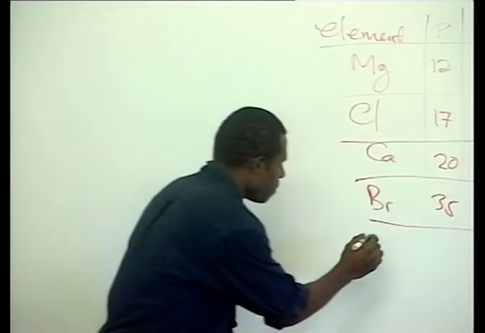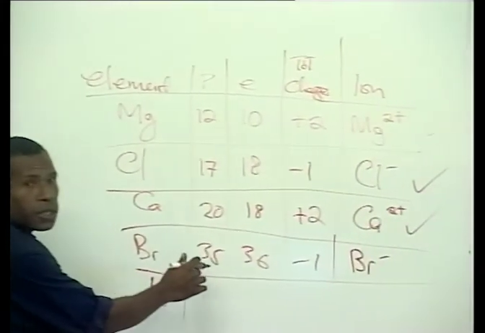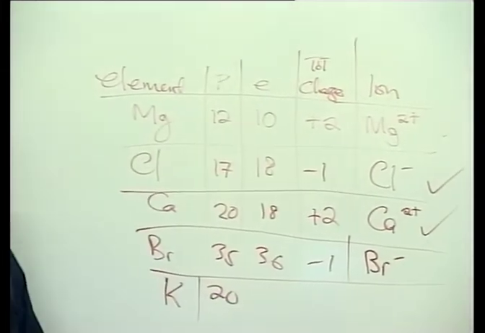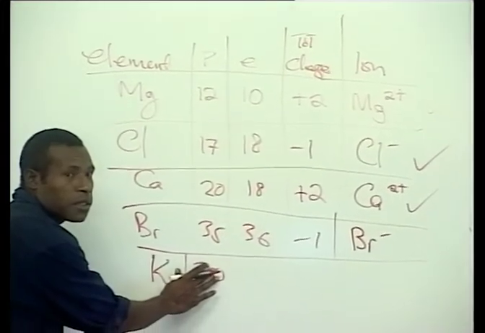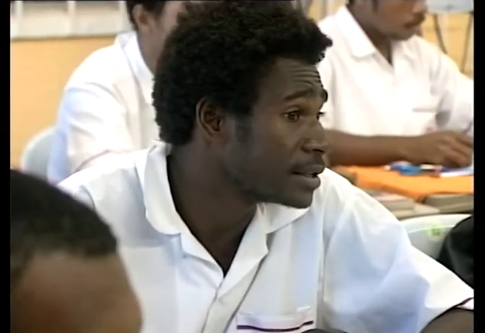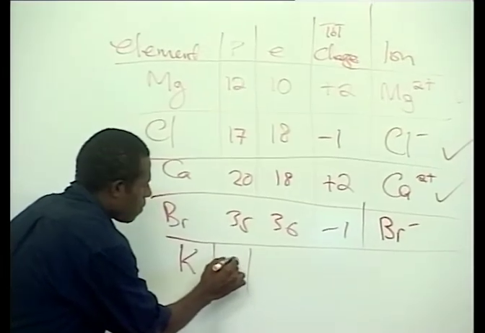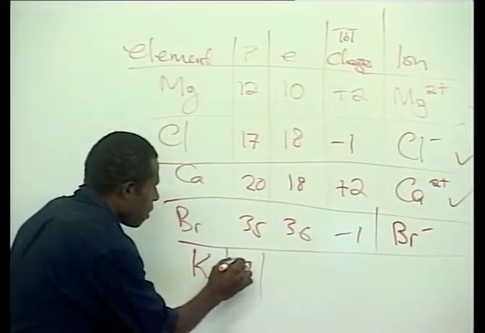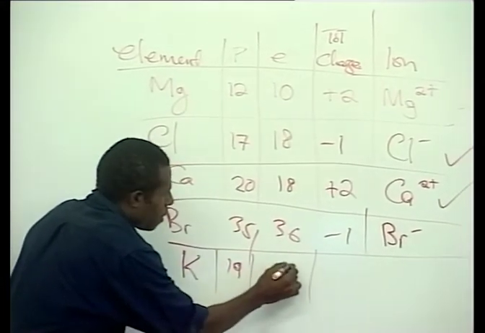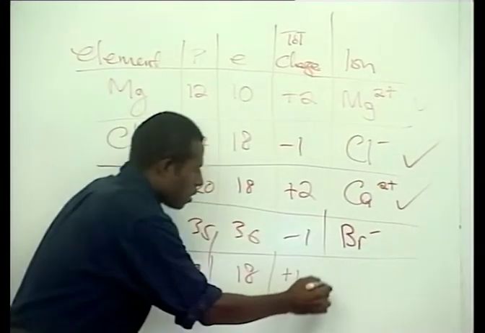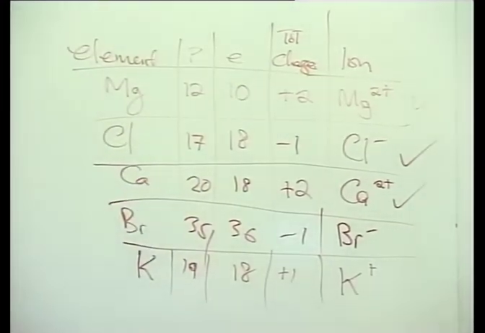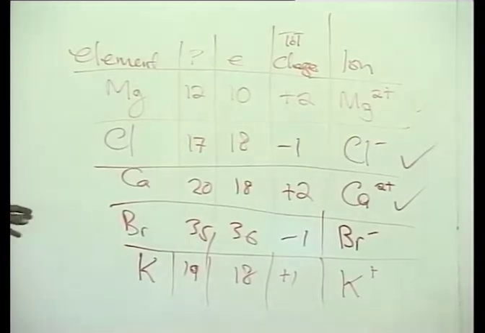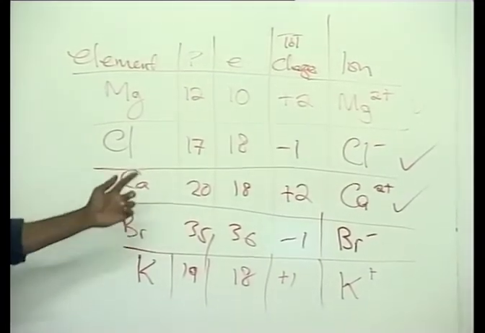Potassium, number of electrons is 20. Sorry, 18. What is the charge? Charge +1. This one will be 19, and then you have 18. Positive charge, plus 1. And then you have K+. Okay, that is the ion. Okay, pilot students, please check this with your answers, and then place a mark if you got that correct.